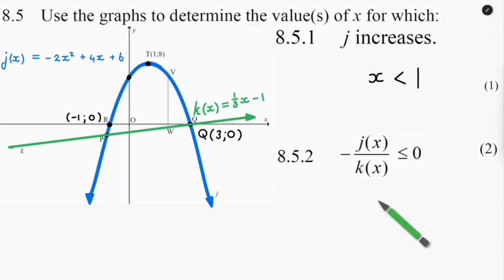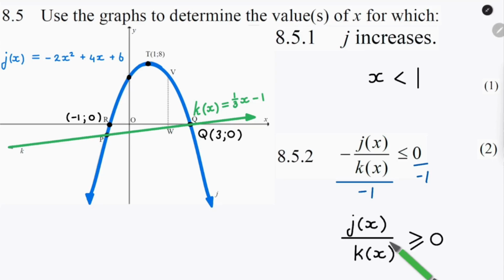Okay, the next question is a very tough one. We're going to start off by dividing both sides by a negative, because this negative here is making our lives very complicated. So let's divide both sides by a negative. So on the left hand side, these negatives will cancel, and it will just leave us with j of x over k of x. And then on this side, we can see that the inequality has swapped directions. 0 divided by negative 1 is just 0, by the way. And the inequality swaps direction because I divided by a negative. Don't forget that small rule.